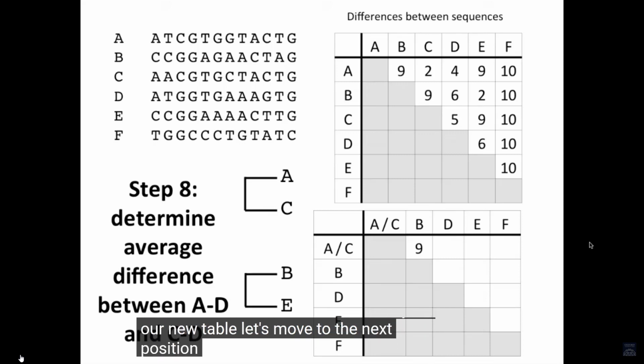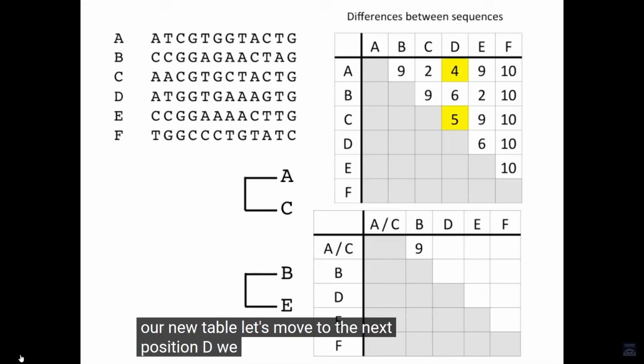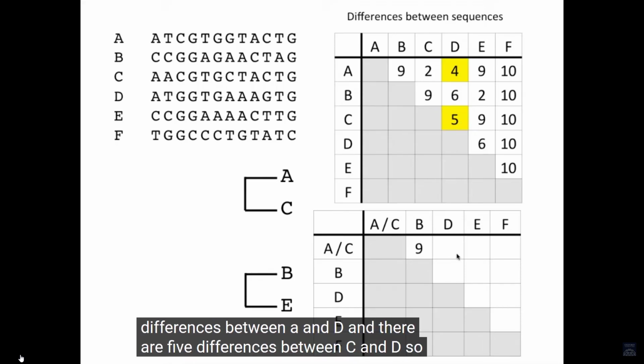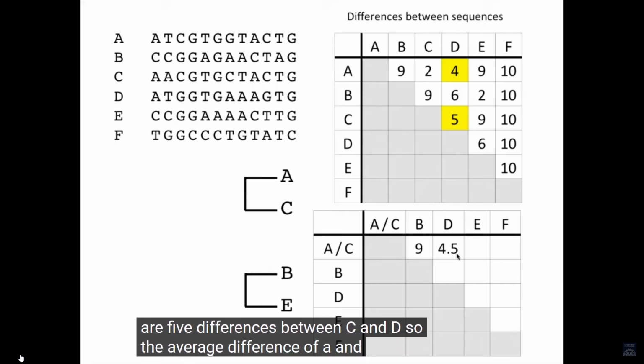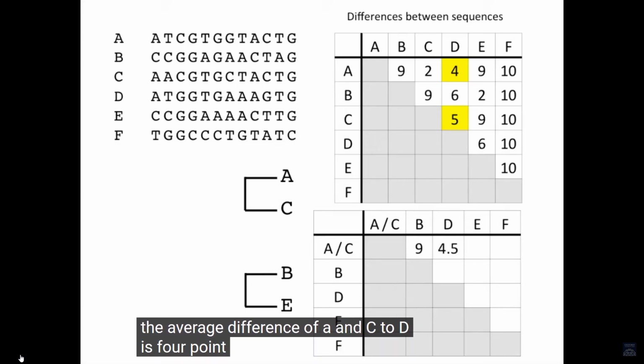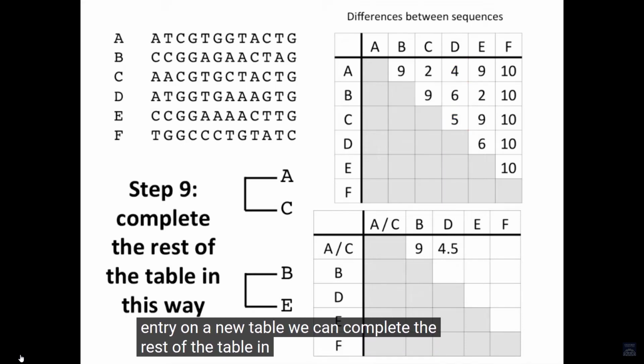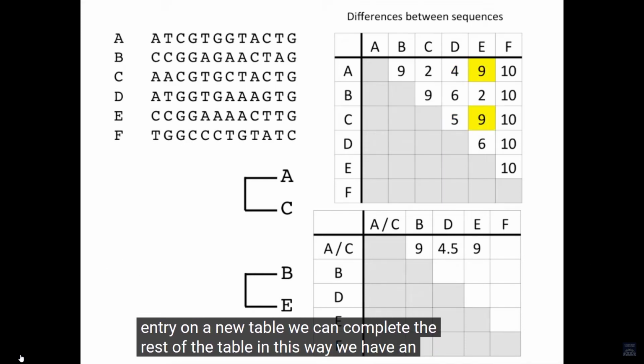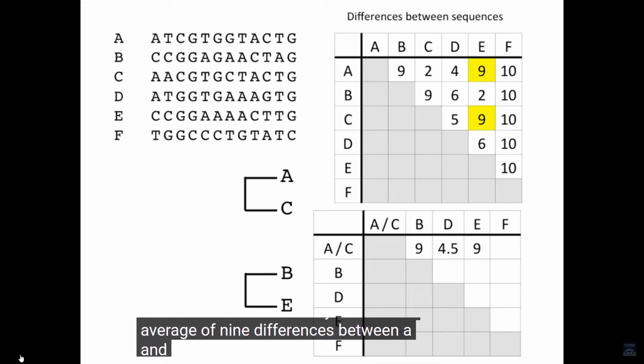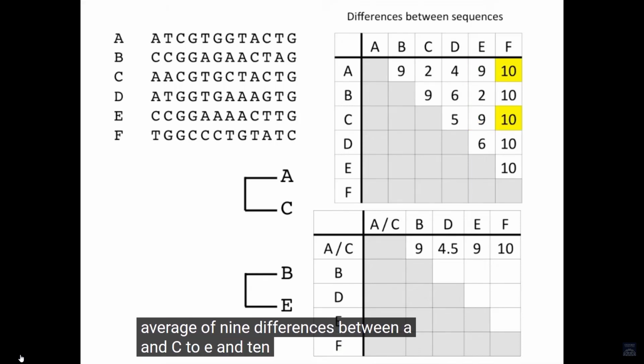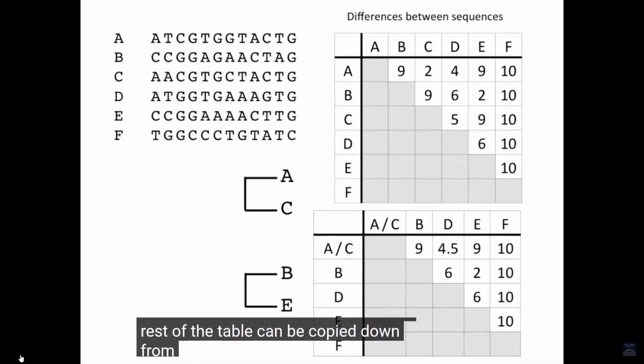Let's move to the next position, D. We can see there are 4 differences between A and D, and there are 5 differences between C and D. So the average difference of A and C to D is 4.5, and we can add that entry on our new table. We can complete the rest of the table in this way. We have an average of 9 differences between A and C to E, and 10 differences to F. The rest of the table can be copied down from the first table.